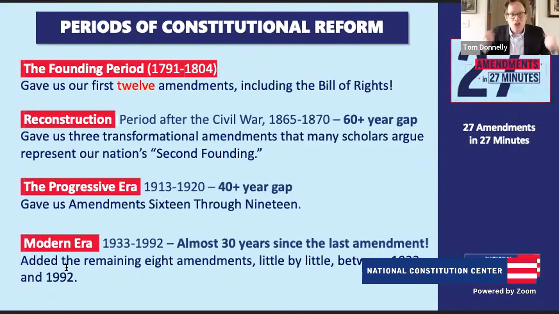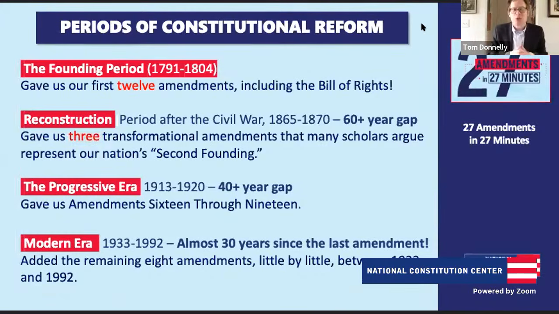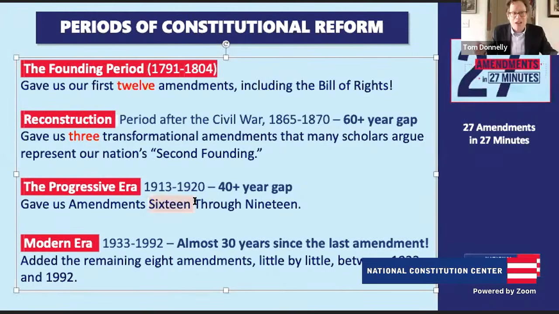And then we have another 60 years until we get the 13th Amendment. And so we have 3 new amendments during Reconstruction, that period after the Civil War, the 13th, 14th, and 15th, that many scholars refer to as America's second founding. And then we have another 40+ year gap until we get the 16th Amendment. And so during the Progressive Era, 1913 to 1920, we get amendments 16, 17, 18, and 19.